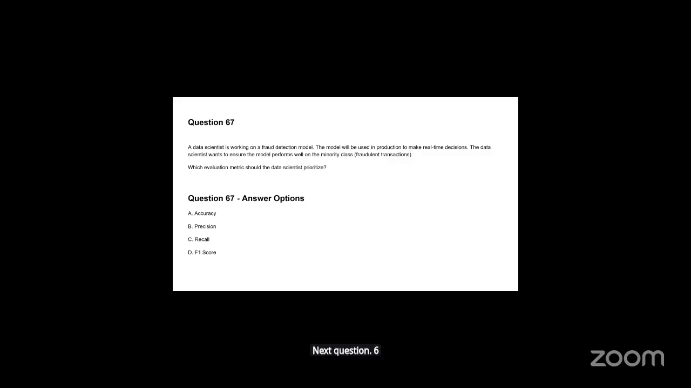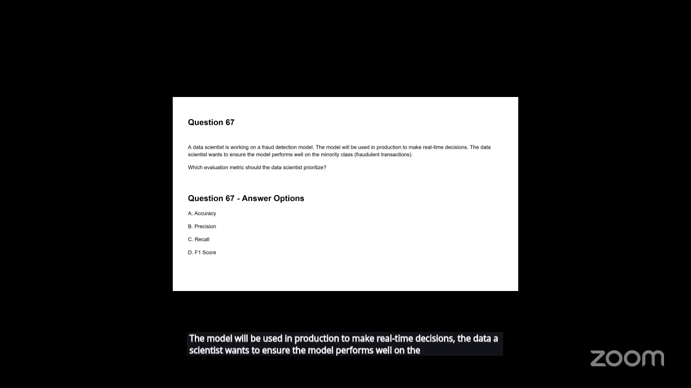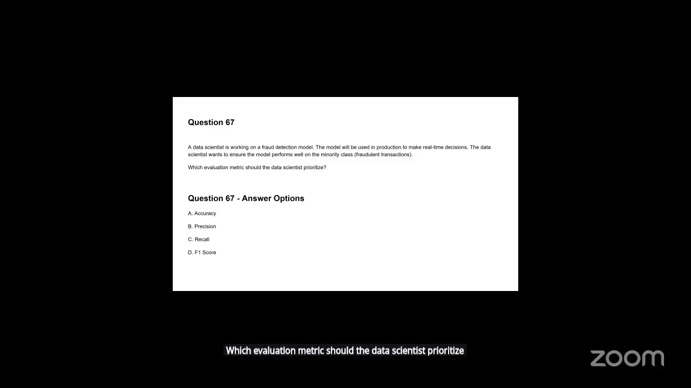66. A data scientist is working on a fraud detection model. The model will be used in production to make real-time decisions. The data scientist wants to ensure the model performs well on the minority class for fraudulent transactions. Which evaluation metric should the data scientist prioritize? Accuracy, precision, recall, or F1 score?